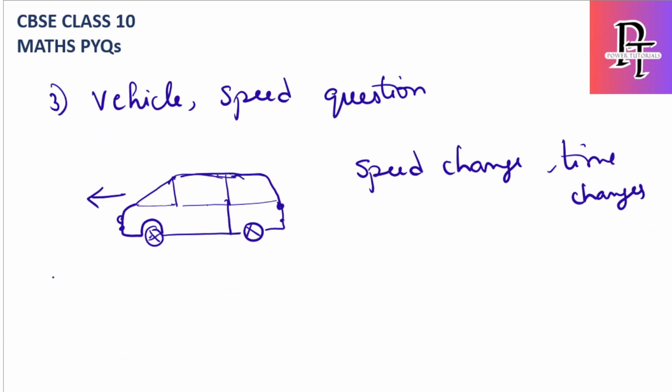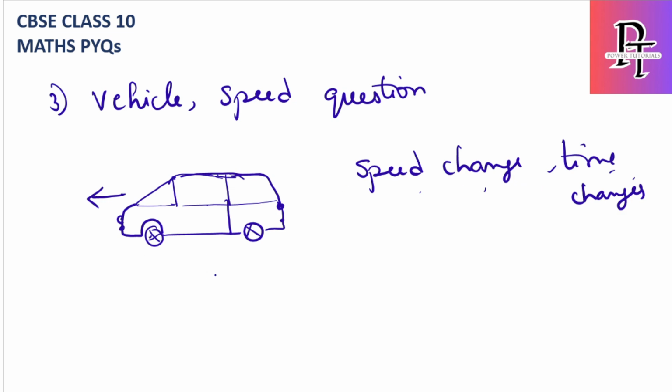So third type of case study question is vehicle and speed. It can be car, flight, even bike. They will provide you any vehicle. They will say that the speed is changing from this speed to another speed, and the time is getting reduced from this time to this time. So how to solve this type of question? It is almost similar to the one we already covered, that is the boat and stream type of question.